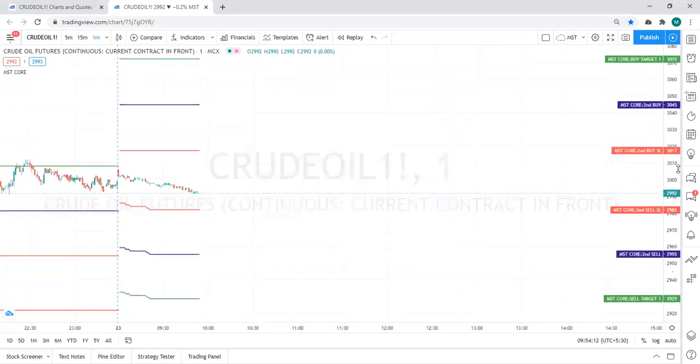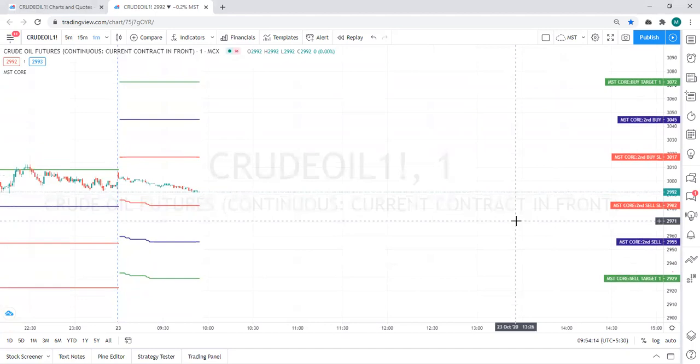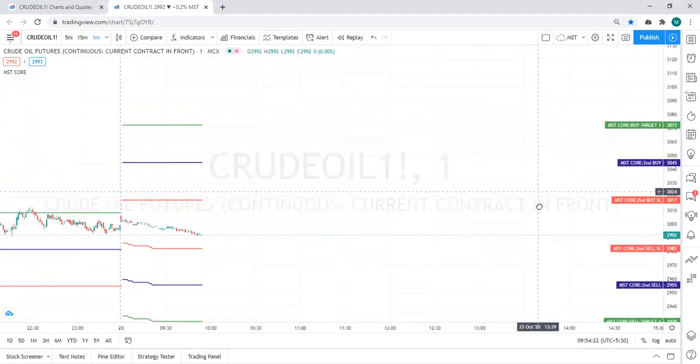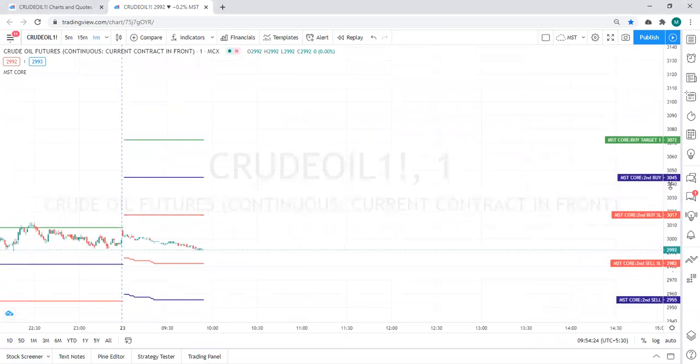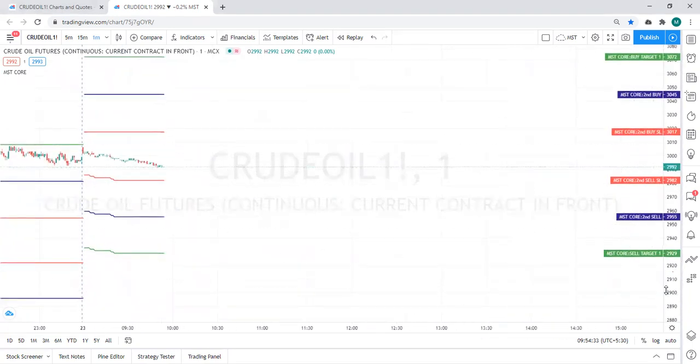See here, I'm selecting second buy and second sell. The second sell will be activated at 2955, the target will be 2929 and the SL will be 2982. The second buy will be activated at 3045 with the SL 3017 and the target 3072. That's all. It's very simple.